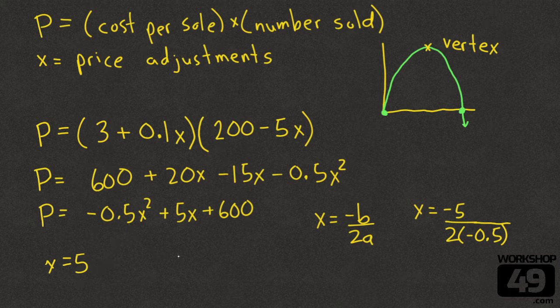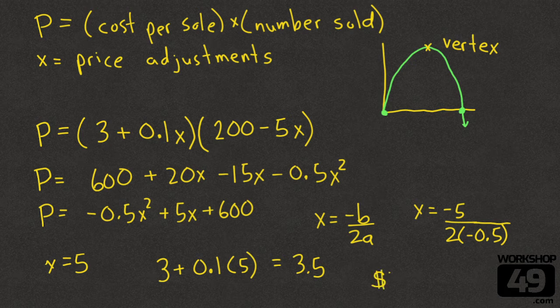So it actually looks like 3 plus 0.1 times 5, which is equal to 3.5. Our final answer is $3.50. $3.50 is what we should sell our cupcakes for, delicious that they are, in order to make the greatest amount of profit. X is price increments, not the final price.